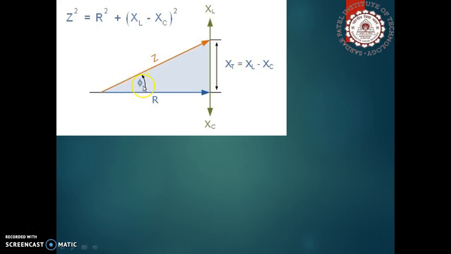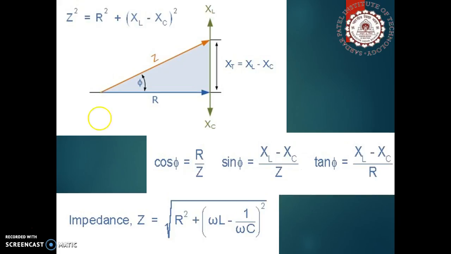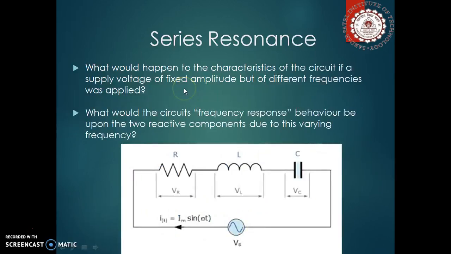The angle phi is called the phase angle or the phase difference, and we know that Z is equal to the square root of R squared plus (omega L minus 1 upon omega C) the whole squared, and cos phi is R by Z. Now cos phi is also known as the power factor, and sin phi is equal to XL minus XC upon Z, and tan phi would be XL minus XC upon R.